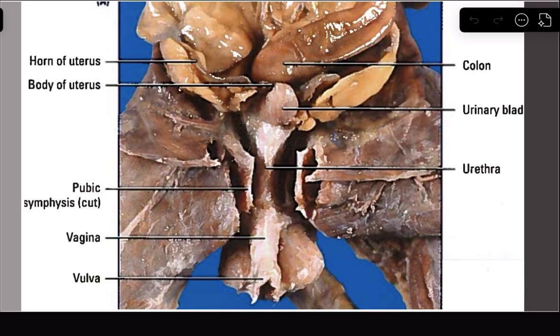So we have the body of the uterus, which is actually a little bit tough to see in this image. But we do have the lack of testes down here. We have the vulva down here. All right. Take another look at this image.